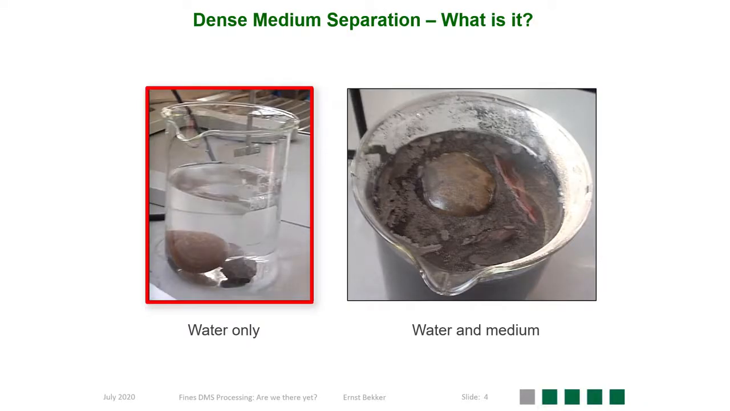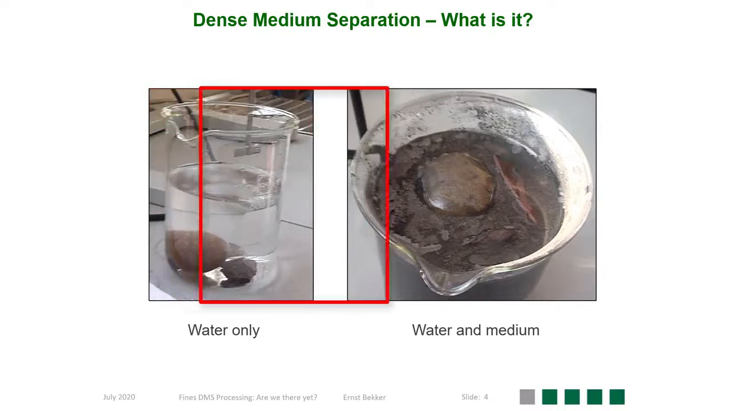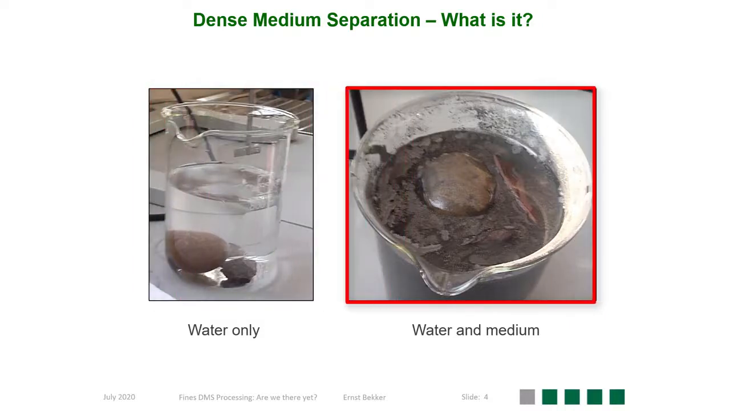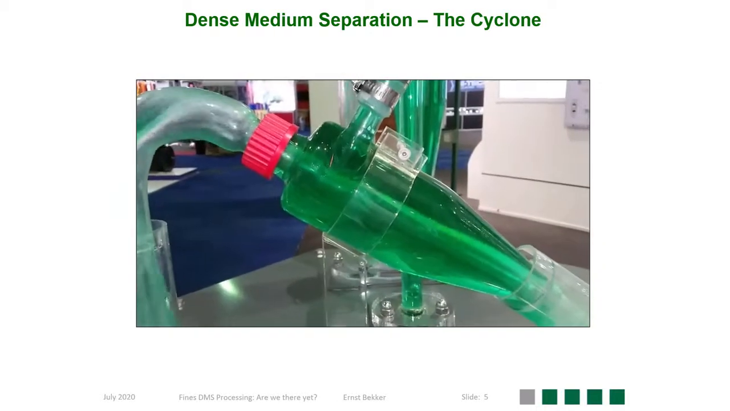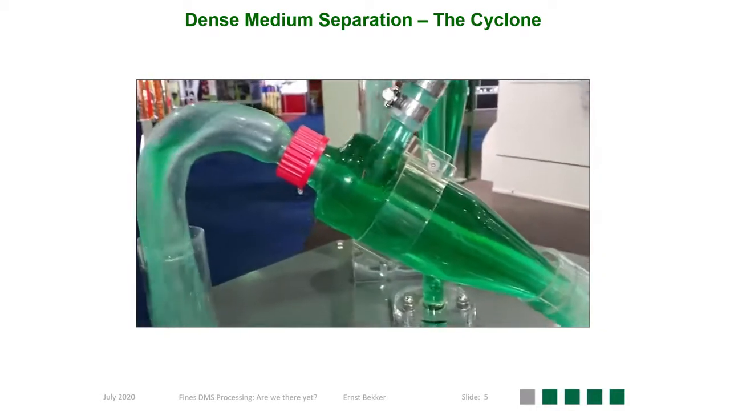Dense media separation is where we want to separate heavy material and light material by using a liquid other than water. As the picture on the left-hand side shows, if you immerse rock in water, it settles to the bottom. However, if you introduce a medium like magnetite or ferrosilicon, it's possible to float the rock as shown on the right-hand side.